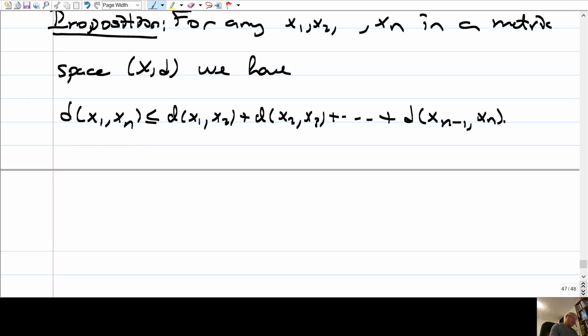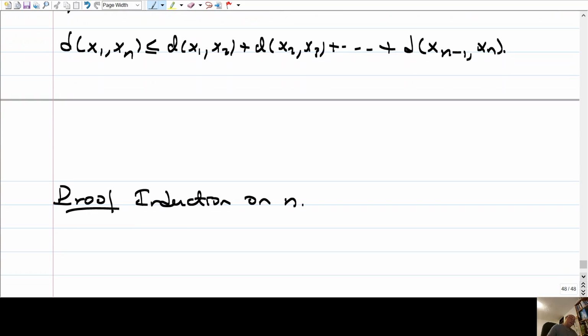How can you prove this? We can prove this using induction, right? Induction on n. Okay. Let me do this after the break. Let me stop at this moment. In the second hour, I'll prove this.